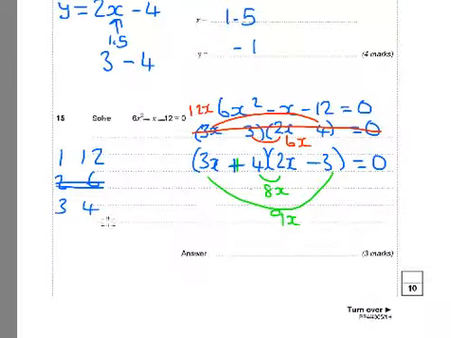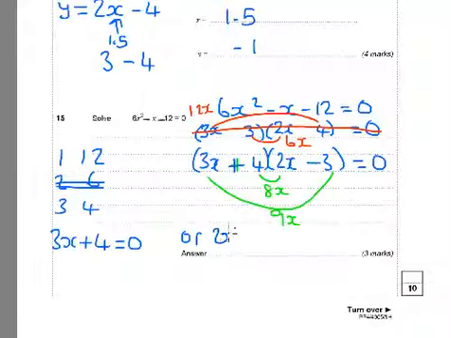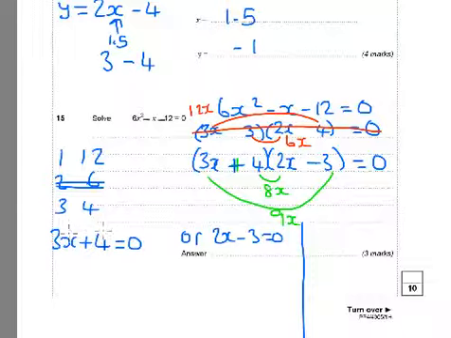Well, what we can now do is say one of my brackets can be worth 0, because if I've got two things times in to make 0, one of them needs to be 0. So either this bracket, 3x plus 4, equals 0, or the other bracket, 2x minus 3, equals 0. This is now a little equation that I can solve to get what x is, because remember solve, which is what the question's asking for, means find out x.